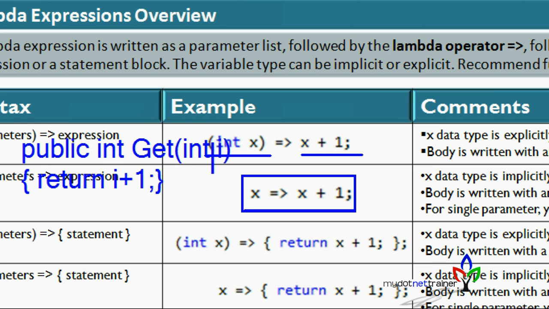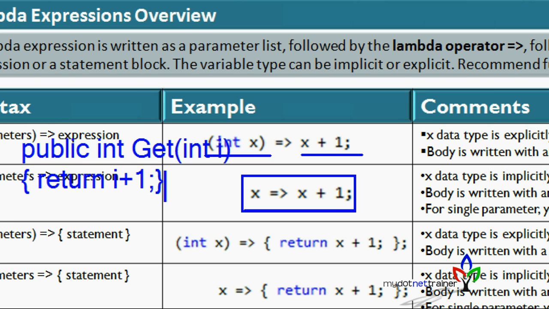Int I. So in the first case, if you say int x, this is what int x means, int I. This is the parameter on the left-hand side. On the right-hand side is the body. The body is x plus 1. Here we're just using the return keyword and saying I plus 1. So that's the only difference: the return keyword is gone, the brackets are gone, no semicolon, nothing. It's simply I plus 1. It's more concise, right?